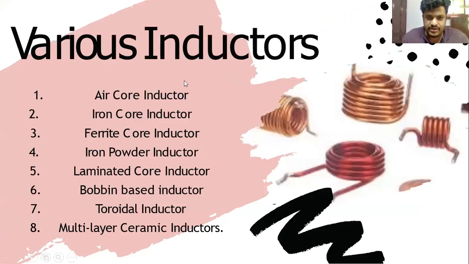Now we need to study the various inductors. You just need to learn these names only. There are air core inductors, iron core inductors, ferrite core inductors, iron powder inductors, laminated core inductors, bobbin-based inductors, toroidal inductors, and multi-layer ceramic inductors. These are the different types of inductors.